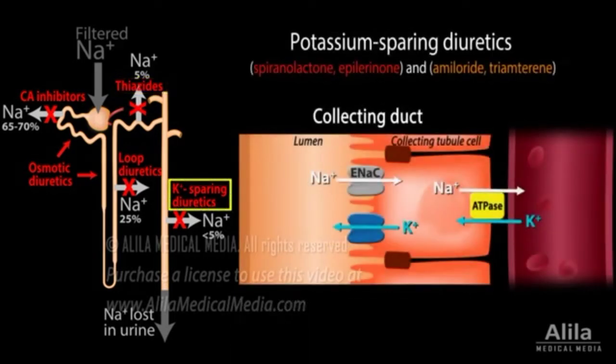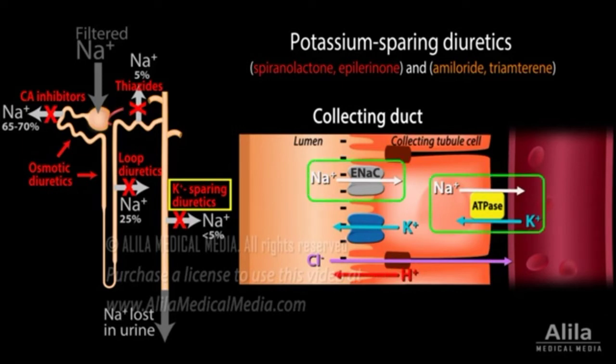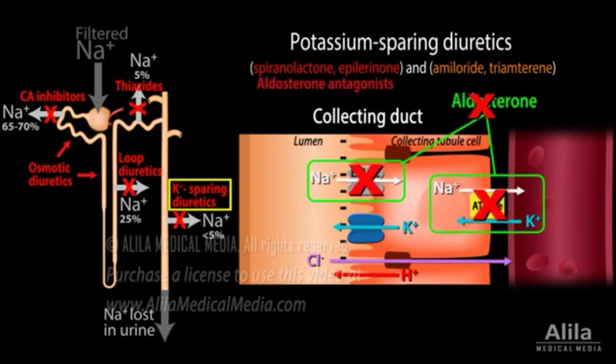Potassium-sparing diuretics act mainly in the collecting duct. Here, sodium is reabsorbed through epithelial sodium channels, ENaC, then the sodium-potassium pump, in exchange for potassium loss. Sodium influx into cells creates a negative lumen potential, which drives reabsorption of chloride and excretion of potassium and hydrogen. Both ENaC and the sodium-potassium pump are induced by aldosterone. Potassium-sparing diuretics include aldosterone receptor antagonists and direct ENaC inhibitors.